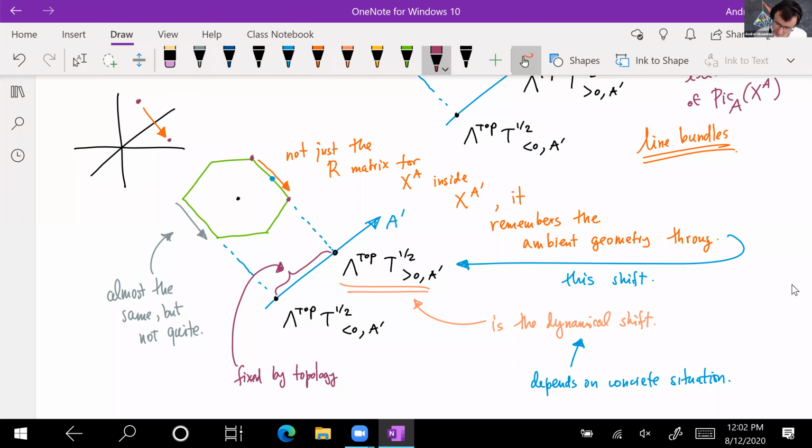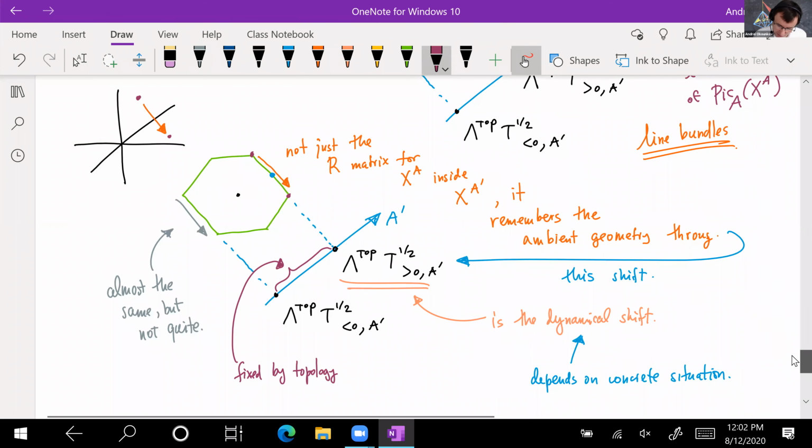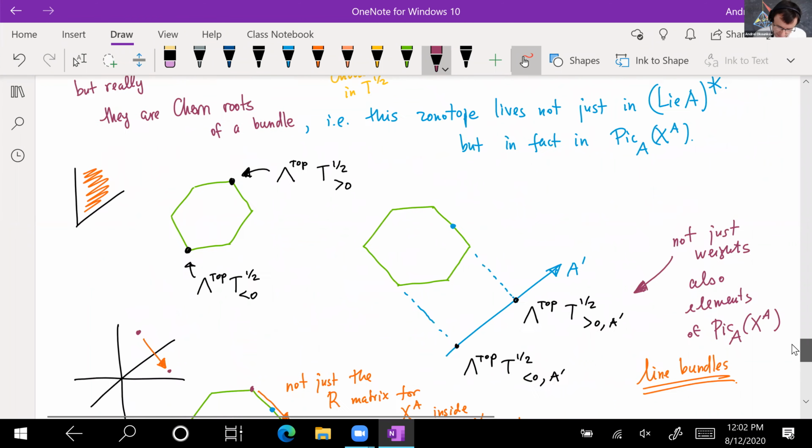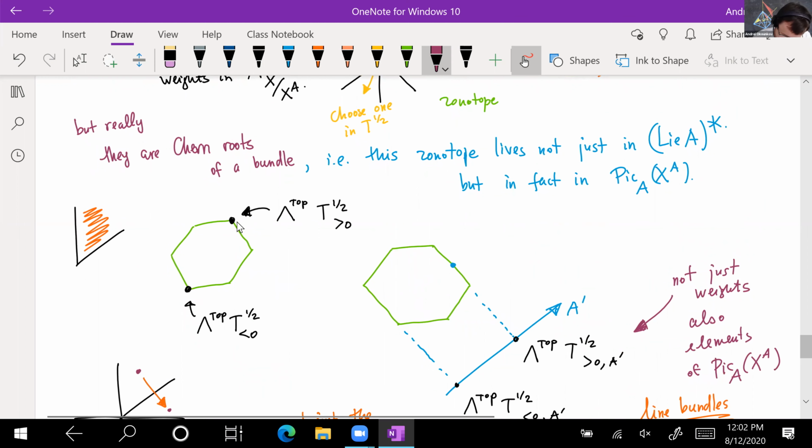So maybe I'll make this point about the actual weight. Forget the peak, just think about the actual weight. If I choose a different polarization, this point will move and this point will move, but the size of the polytope is always the same. The actual size up to translation. So up to translation, this polytope.